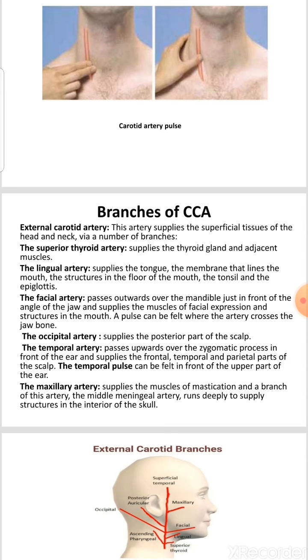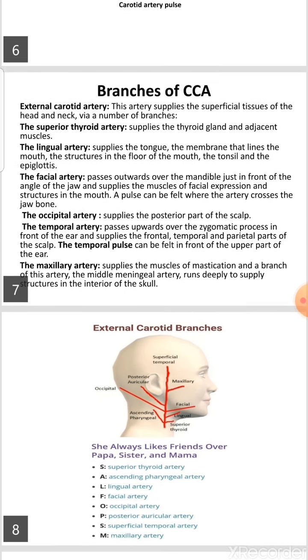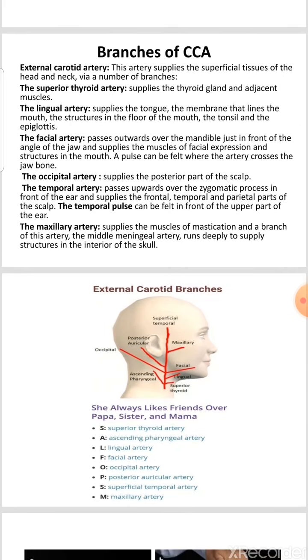So if we talk about the branches of external carotid artery, it has 8 main branches named as superior thyroid, lingual, facial, occipital, temporal, maxillary, posterior auricular, and ascending pharyngeal arteries. As the name presents, the superior thyroid artery will supply the thyroid gland and adjacent muscles. The lingual artery will supply the tongue, the membrane that lines the mouth, the structures in the floor of the mouth, the tonsils, and the epiglottis.